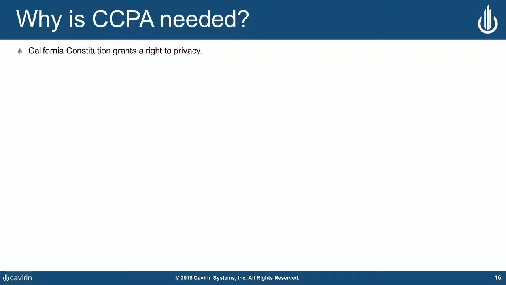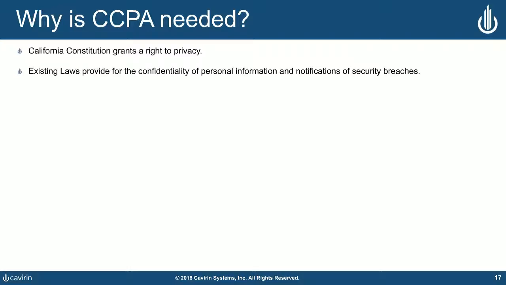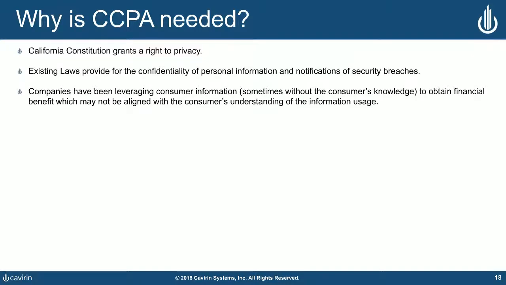Well, first, the California Constitution grants the right of privacy. It was an amendment done, I believe, back in the 1980s. Beyond that, the existing laws today for confidentiality of consumer information are primarily related to notification of security breaches. And what's been happening is companies have been leveraging this consumer information a lot of times without the consumer really understanding why it's being used for financial benefit. And a lot of times the usage isn't aligned to what the consumer's understanding was when he shared that information with the business.